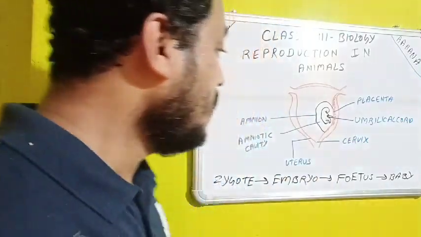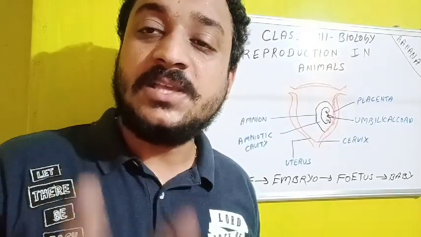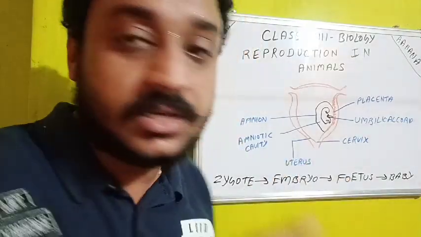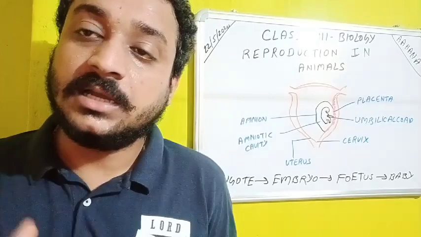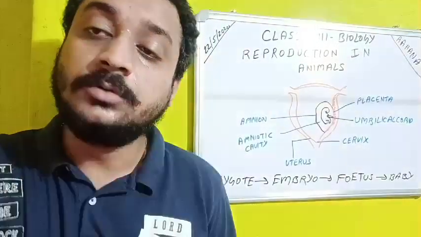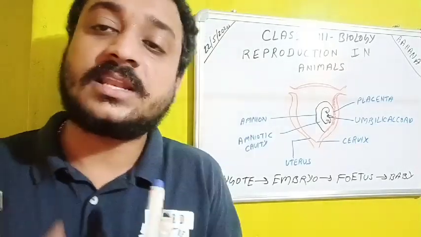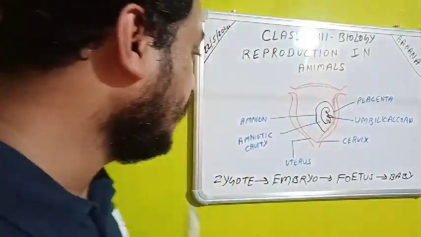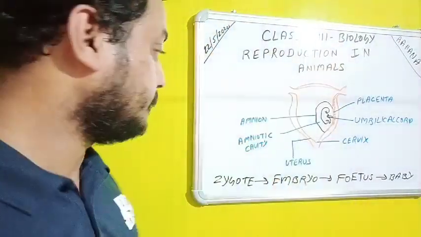Now, this one is the cervix. Here what happens? Once the baby is matured after 9 months, there will be severe contraction and relaxation in the uterus, which we call labor pain. Labor pain means the expecting mother is about to deliver the baby. Once the pain starts after the 9 months, the mother will be delivering the baby. Finally, this uterus is the main organ where the zygote stays.